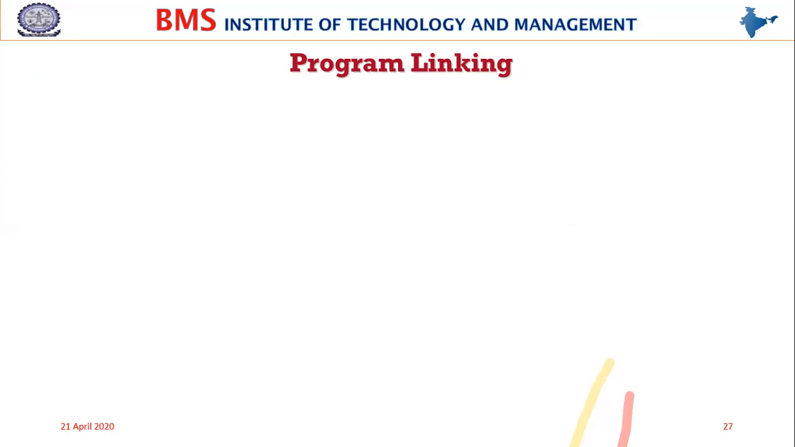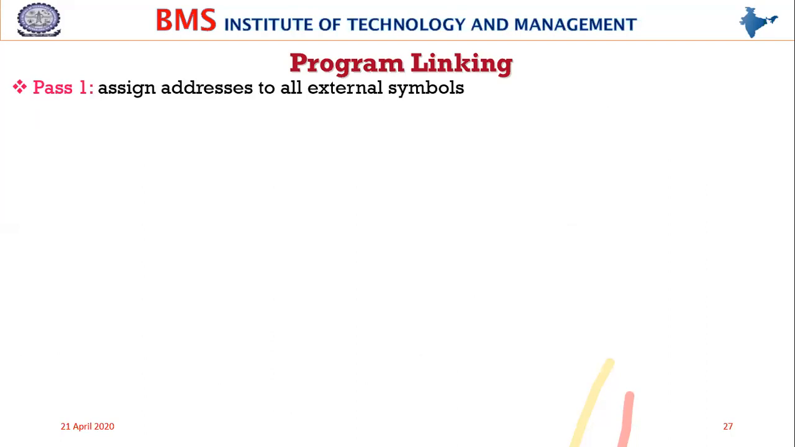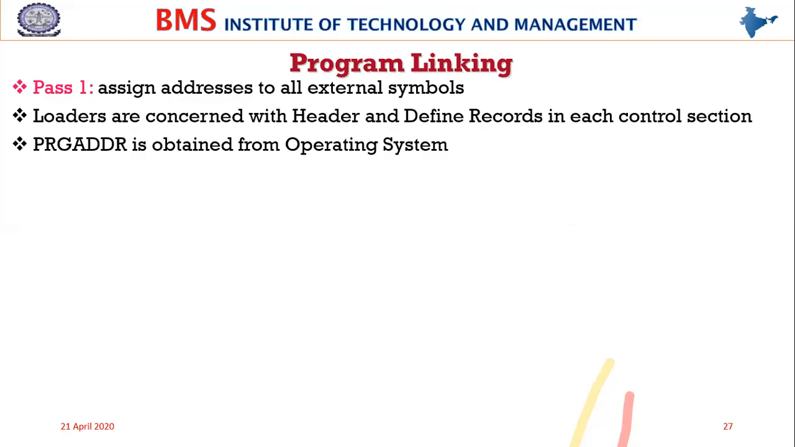Fine. So these are the data structures that are used in our program linking. Next, we shall see the algorithm for pass 1 and pass 2, how your program linking will happen. Remember, program linking is doing too many tasks at the same time. What is it doing? First, it is assigning the addresses for all your control sections and all the symbols. Second, it will make the entry into your external symbol table.